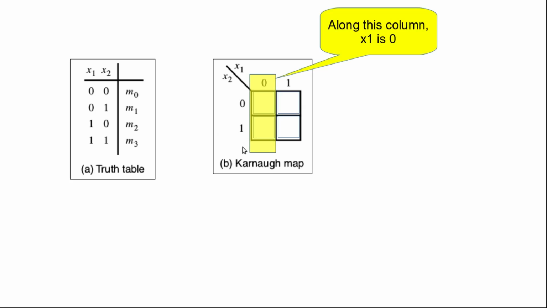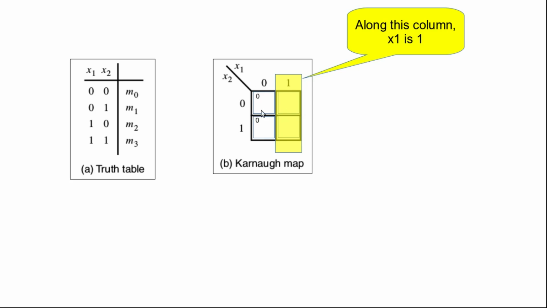So now the first column corresponds to when the variable x1 is equal to 0. So for the first column, the value of x1 will be equal to 0. So I write down those values. So in the first cell, x1 will be 0, and in this cell also x1 will be 0. Next, the second column corresponds to the case where the value of x1 is equal to 1. So along this column, the value of x1 is 1. So I write those values. So in this cell, the value of x1 will be 1, and in this cell also the value of x1 will be 1.